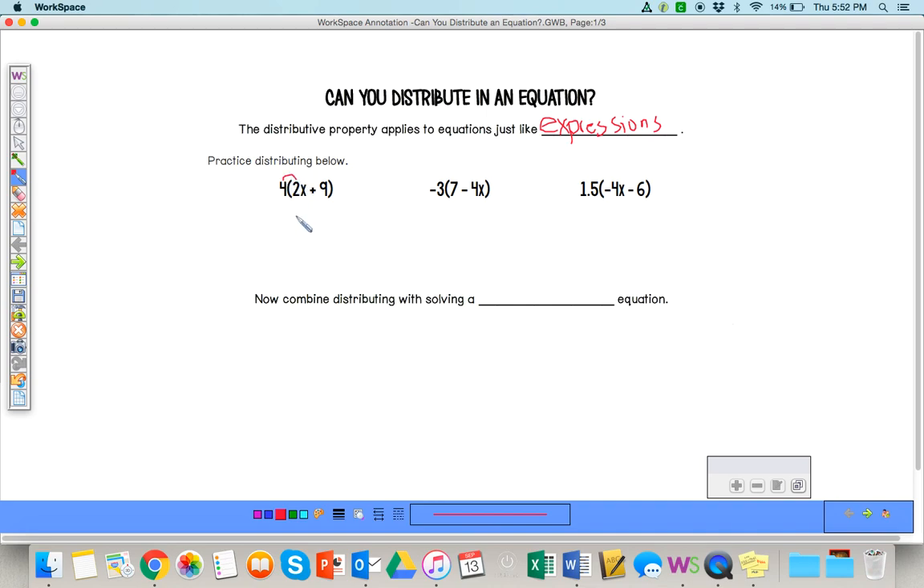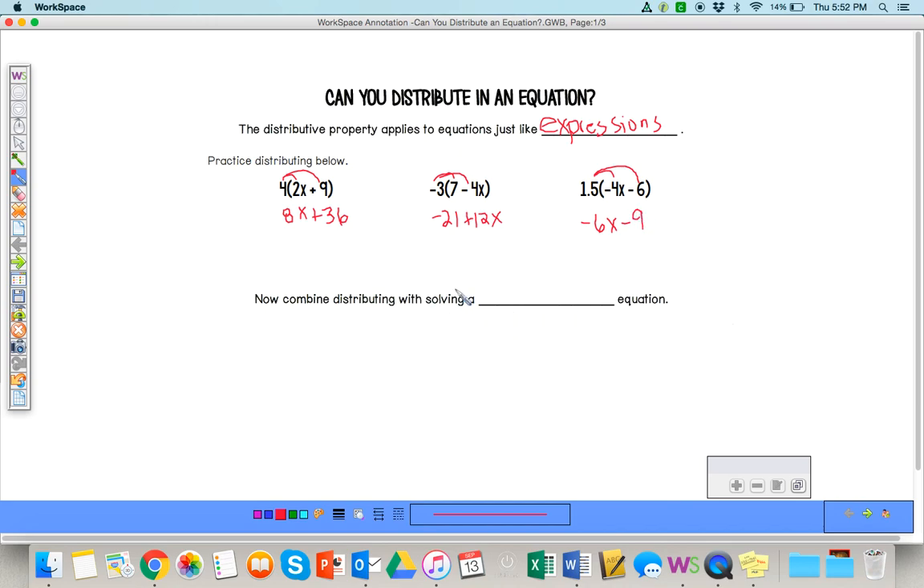So we do 4 times 2, that gives us 8x. 4 times 9, that gives us 36. Negative 3 times 7 is negative 21. Negative 3 times negative 4 is positive 12x. 1.5 times negative 4 gives us negative 6x. And then 1.5 times negative 6 gives us negative 9.